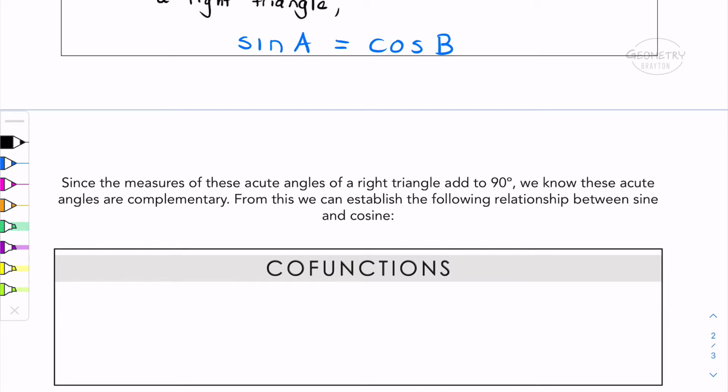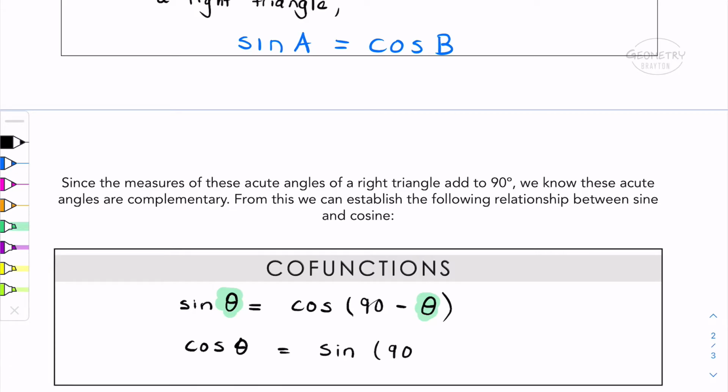And this is specifically what cofunctions are, so you are going to have to know these values, or how to use these values. So sine of theta, recall that theta just means an angle, any angle, is equal to cosine of 90 minus your angle value, or your theta value. So theta is just representing an angle. Also, cosine of theta is equal to sine of 90 minus theta.